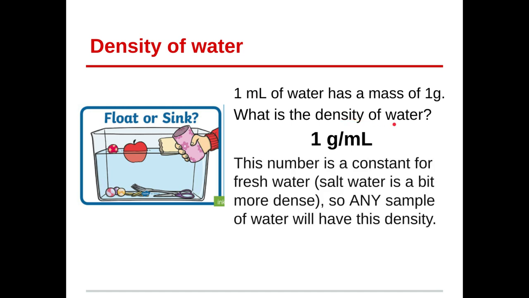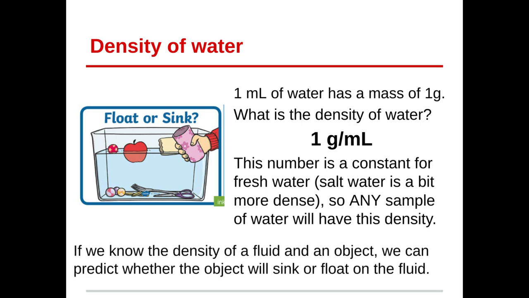Okay. Now, lots of ones here. First thing to know is that this number is a constant for fresh water. Salt water is a little bit more dense. You may have heard that it's easier to float in the ocean than it is to float in, say, Lake Michigan or any body of fresh water. That's because fresh water is a little bit less dense than salt water. Having that salt in the water makes the water more dense. Anyway, any sample of fresh water will have a density of 1 gram per milliliter. At least it'll be pretty darn close.